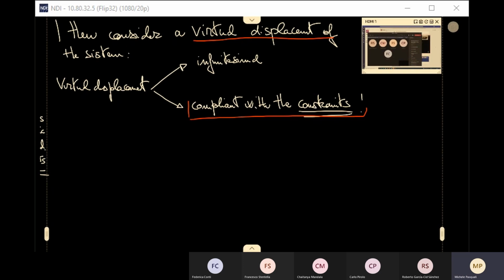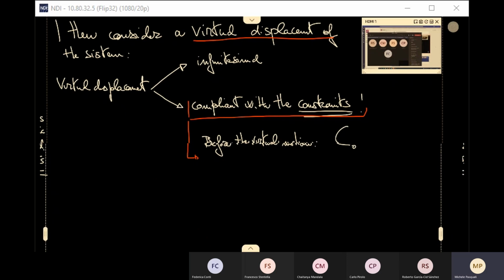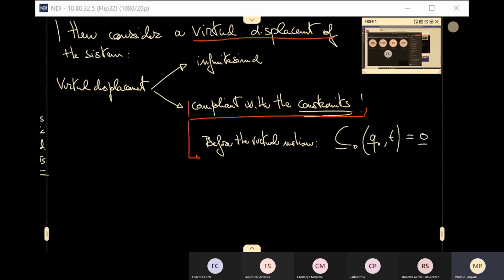So it means that I can do the following consideration. Before the motion, for the virtual motion, I had that the constraint could be written in the following way. I could write it C0, equal to Q0 and T. This is equal to 0.